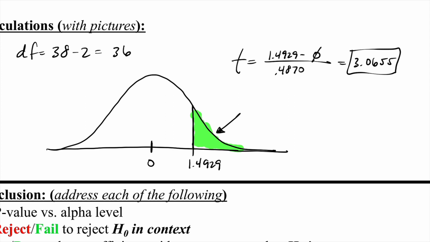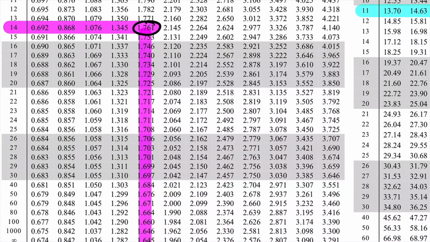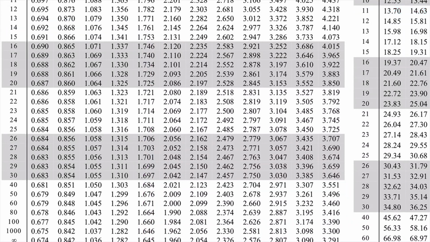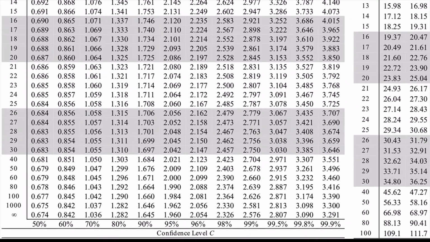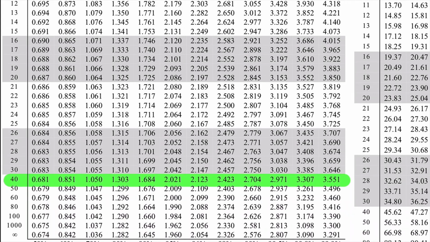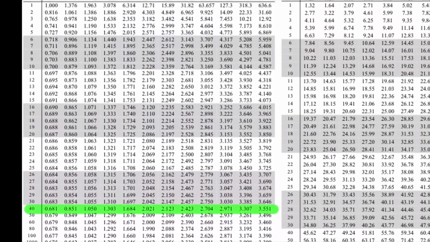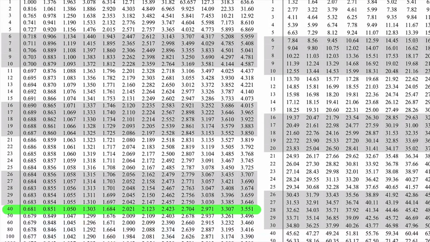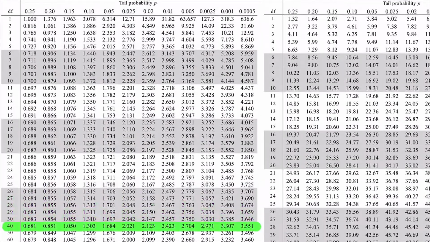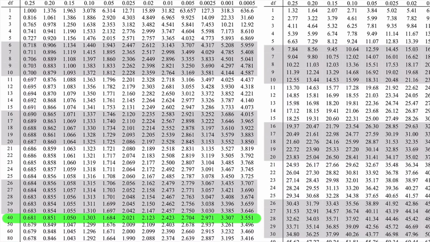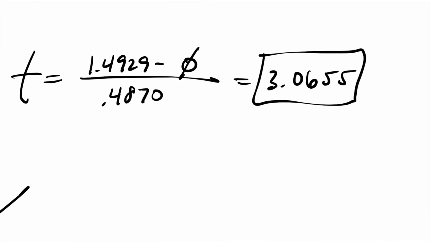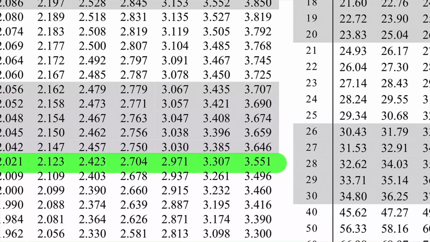Okay, so go to your table. 36 degrees of freedom. We got to go to 40 or 30, whichever is closer. If there is no 36, we go to the next closest one, which is 40. So I got my line here, closest to 40. What do I look for? Not significance level, because there is no significance level. I have to look for p-value. Where would my number fit? A little over 3 would fit right here.